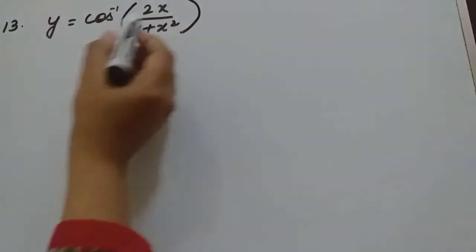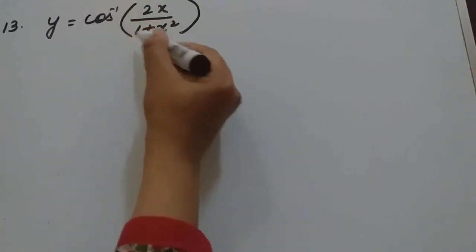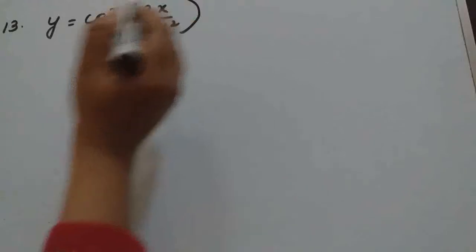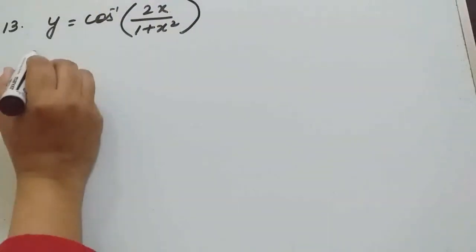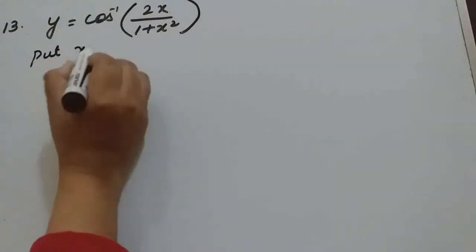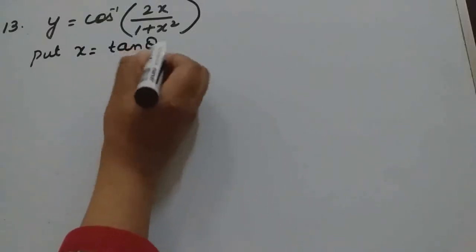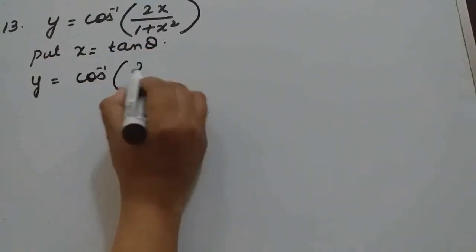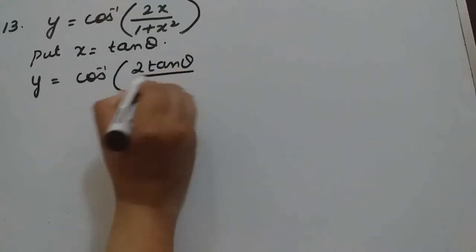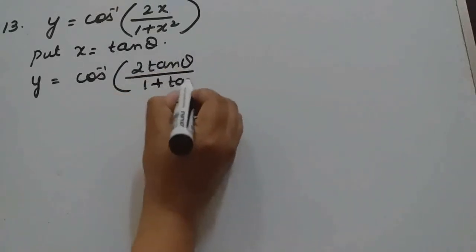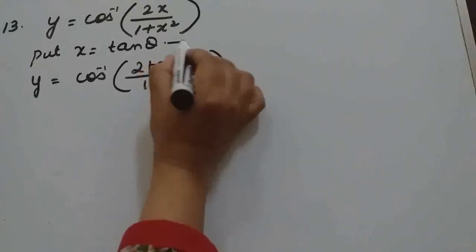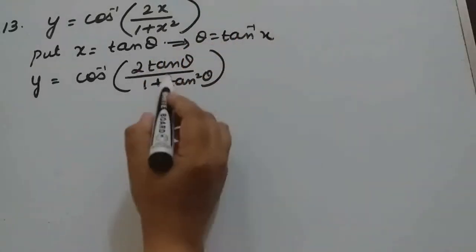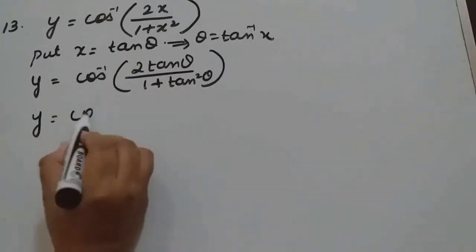Y equal to cos inverse of 2x by (1 plus x square). This bracket gives the formula of sine 2 theta when we substitute x as tan theta. So put x equals to tan theta. So we'll get y is equal to cos inverse of 2 tan theta by (1 plus tan square theta). From this, theta is tan inverse x. So this is the formula of sine 2 theta, isn't it?